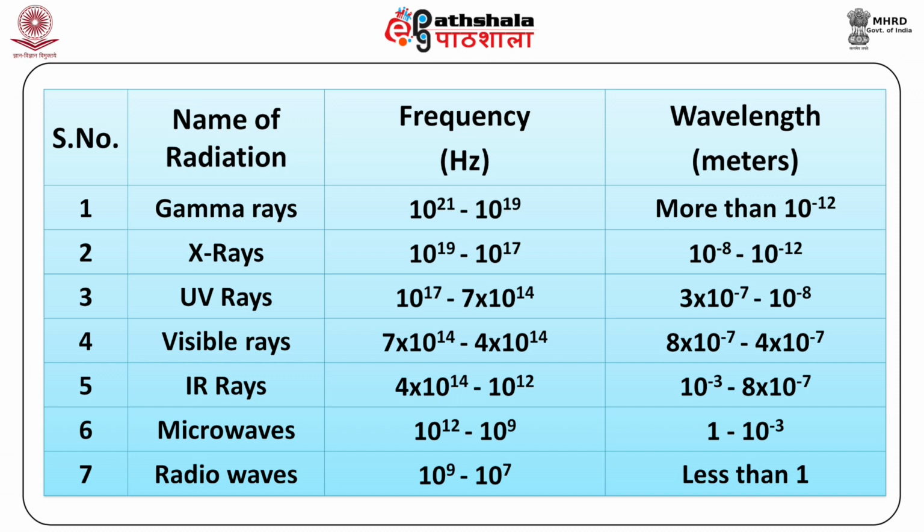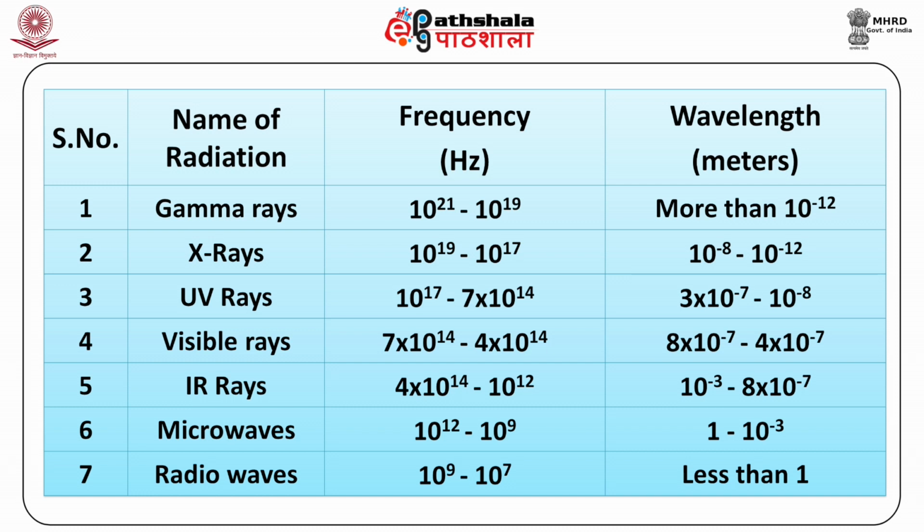Now the third is UV rays, whose frequency is 10 to the power 17 to 7 into 10 to the power 14 and its wavelength is 3 into 10 to the power minus 7 to 3 into 10 to the power minus 8. Next is visible rays, whose frequency is 7 into 10 to the power 14 to 4 into 10 to the power 14 and its wavelength is 8 into 10 to the power minus 7 to 4 into 10 to the power minus 7.